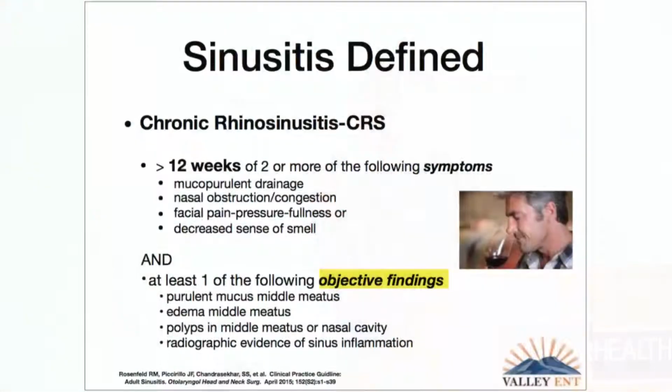So they need 2 or more of these symptoms for 12 weeks. And then they need 1 objective finding on exam or imaging to make the diagnosis. So you're looking for purulent discharge, edema, or some type of radiographic evidence of sinus inflammation. You can't make the CRS diagnosis just on symptoms alone.